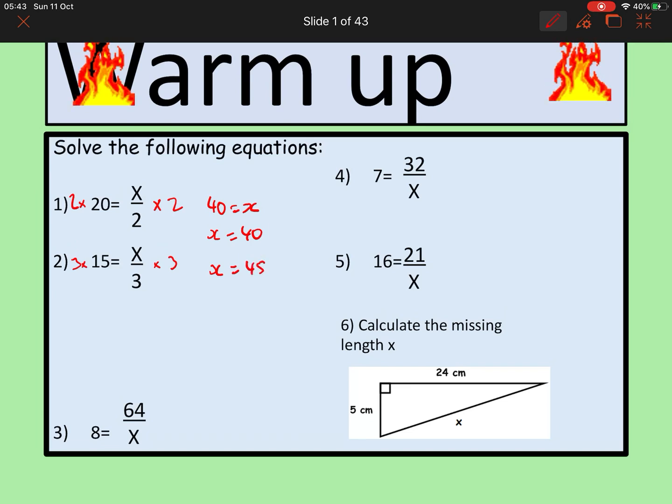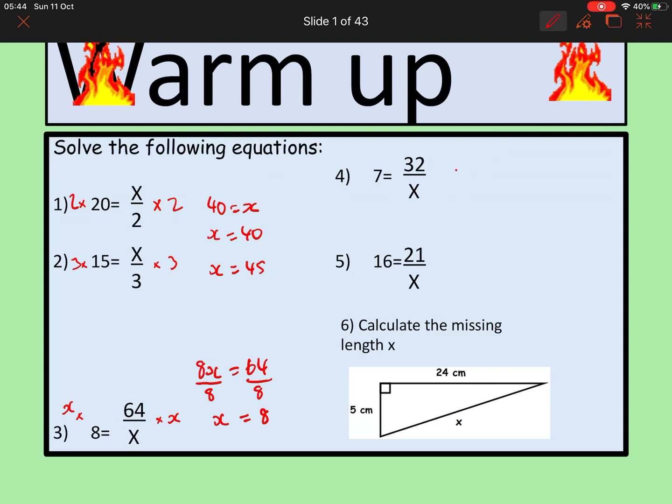Okay, 3 is slightly different. What you're going to need to do with 3 is multiply both sides of the equation by x. So you're going to get 8x equals 64 and then divide both sides of the equation by 8. So 64 divided by 8 is 8, so x equals 8.